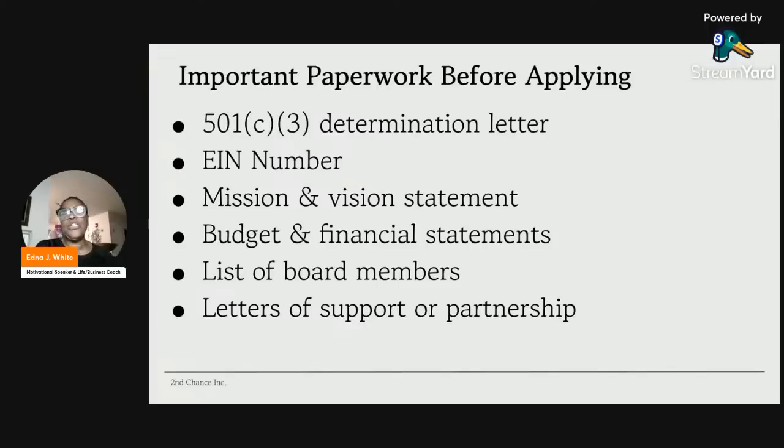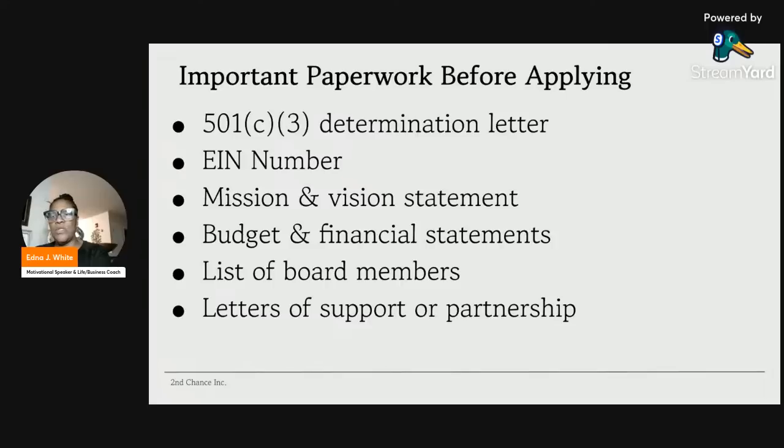You're going to need your budget and your financial statements. So your budget is for the event. It's not for your entire organization. It's for that particular event. And your financial statements. Okay? You're going to need a list of all the board members. And then the letters of support or partnerships. So you're going to need at least 2 to 3 of those letters of support or partnership.